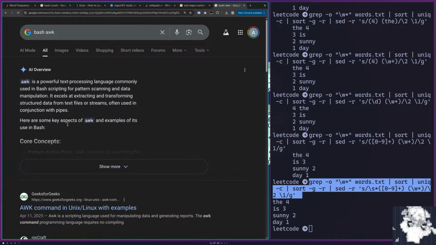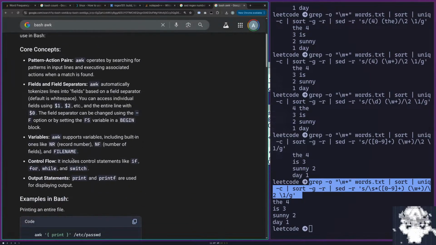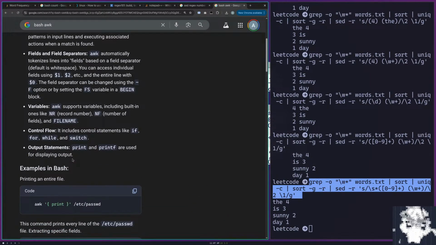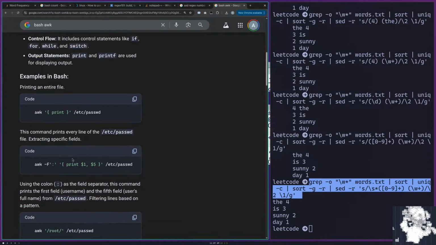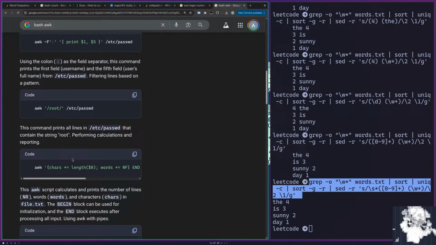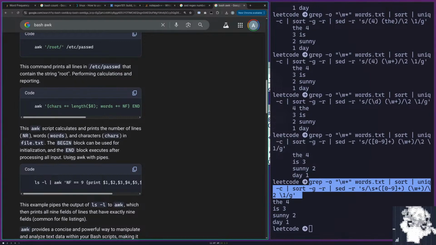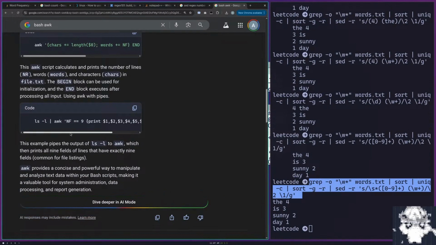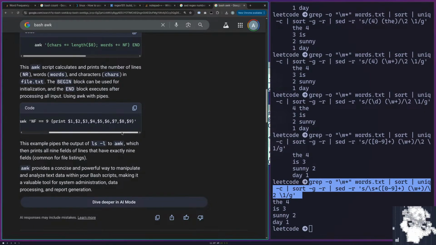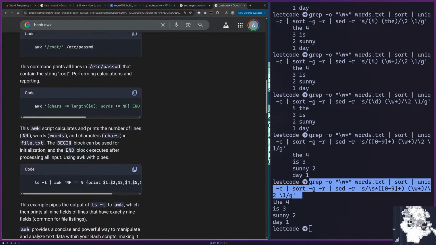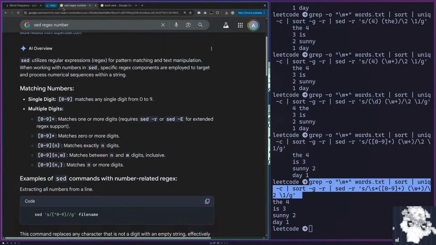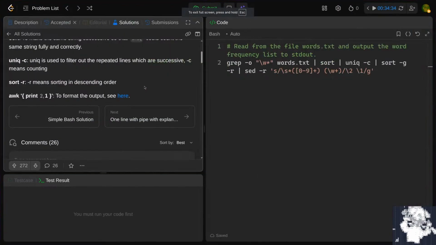awk. Pattern action pairs. Okay, so it's like a thing that does this kind of thing. It's a utility for doing stuff like printing pieces out of each line's input. Okay, cool. Well, let's move on to the next one.